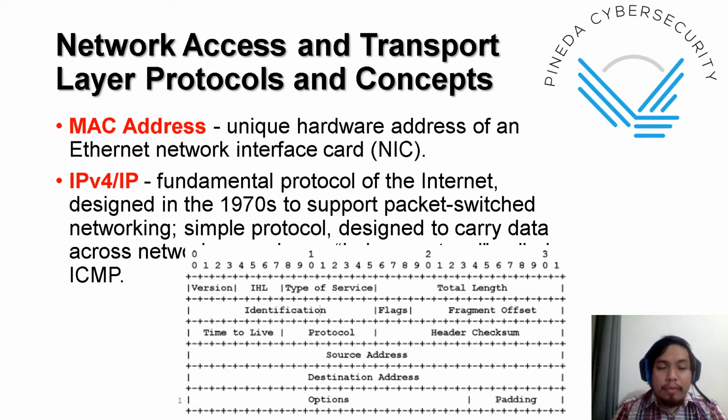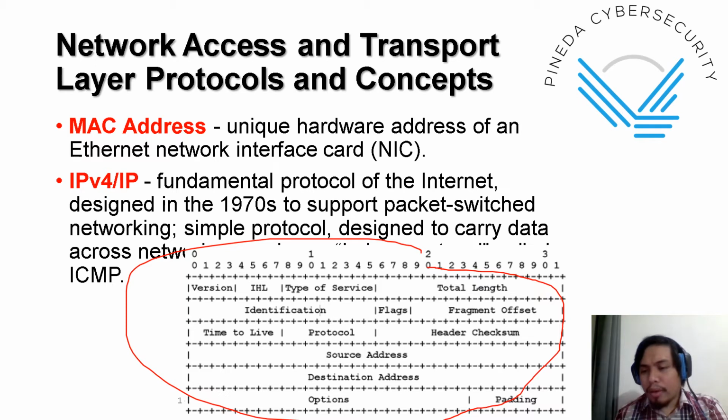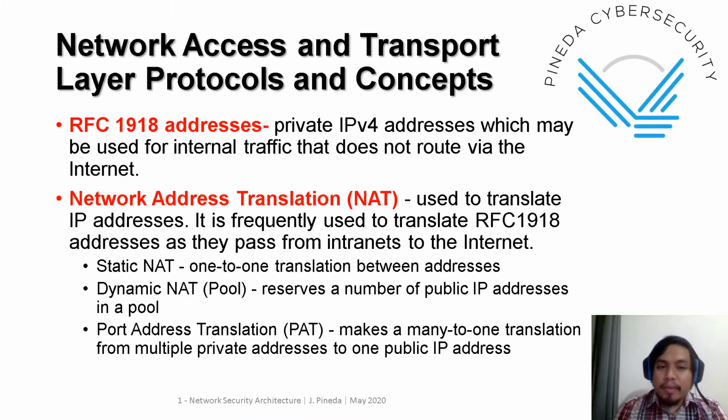And then we move to IPv4. It's the fundamental protocol of the Internet, designed in the 1970s to support packet switched networking. It's a simple protocol designed to carry data across the network. It's a 32-bit address, 4 octets in format. This is the form. If you study the CCNA, if you follow the CCNA curriculum, they will devote one chapter just for IPv4. And then we have RFC 1918 addresses.